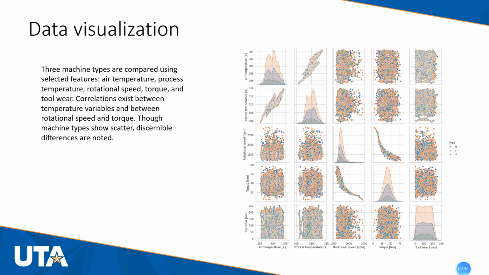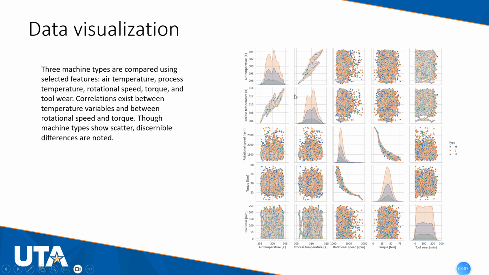Next, data visualization of the correlation between these main features: air temperature, process temperature, rotation speed, torque, and tool wear. The color of each dot shows the type: blue is type M, orange is type L, green is type H. We can see most data are scattered. Only the two temperature features show a correlation, and rotation speed and torque show a correlation. This is reasonable because they are related quantities.